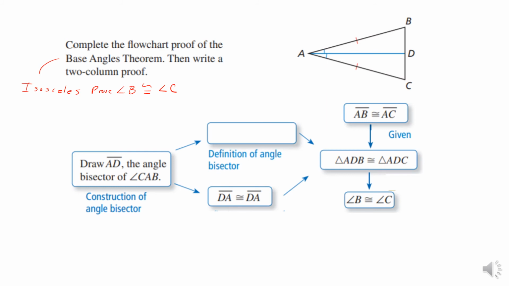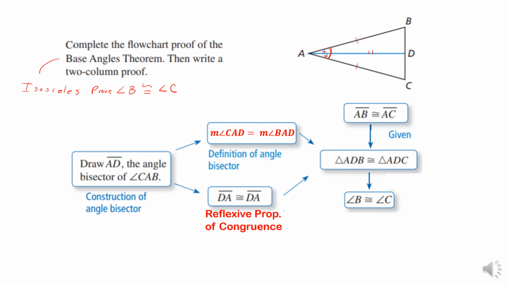So the first thing we're going to do is construct a bisector of angle CAB. That's this angle here. We're going to bisect it. We also learned to do that with a compass. So we bisect it. That means that these two angles are equal, and that is what we're going to put here. So we created the bisector, and now we can say that the measure of angle CAD is equal to the measure of angle BAD. We can also say, now that we've created this bisector, that DA is congruent to DA. That's the reflexive property. This line is equal to itself.